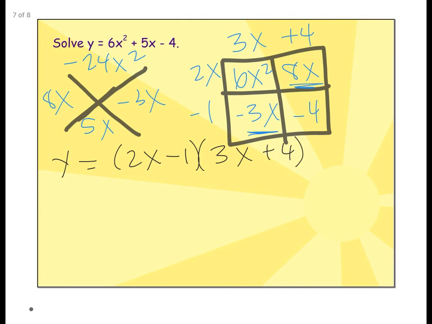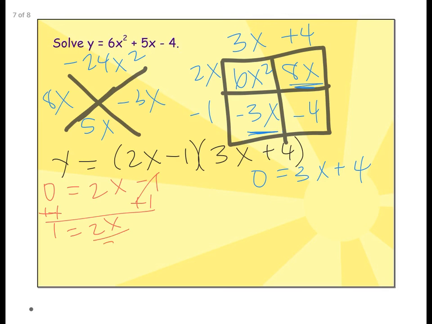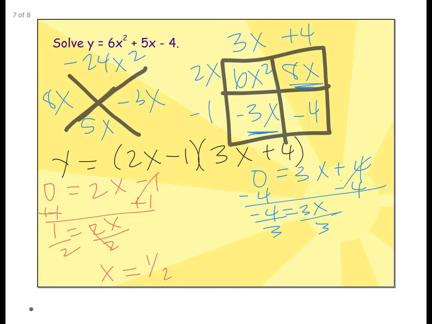And now I need to set each binomial equal to 0 to find my solutions. So I get 0 equals 2x minus 1, 0 equals 3x plus 4, and I'm going to solve each of those. So on the left one, I would add 1, get 1 equals 2x, and divide by 2. So I get x is equal to 1/2. On the right, I would subtract 4. I have negative 4 equals 3x, and then divide by 3. So I get x is equal to negative 4/3. These are my two solutions.